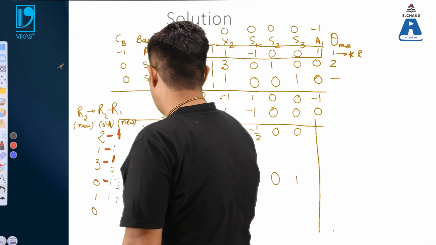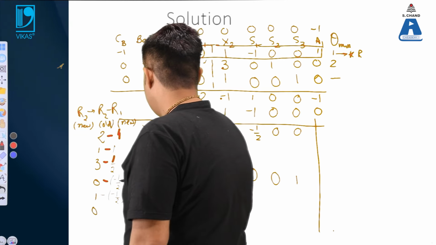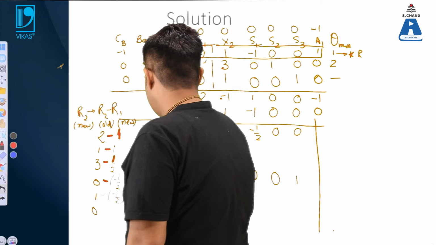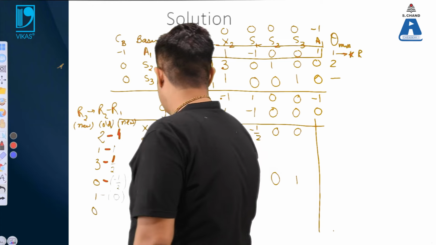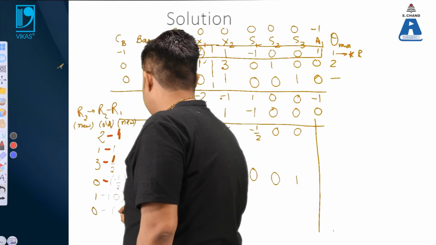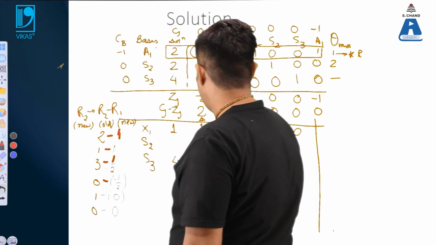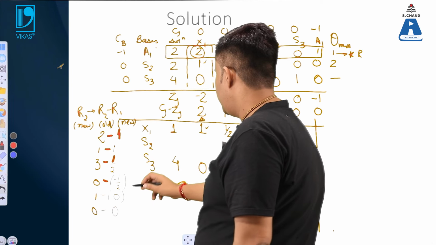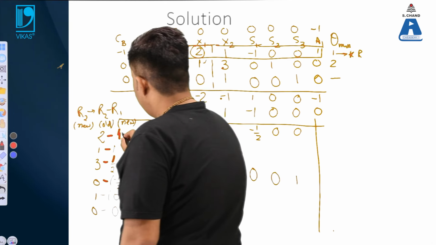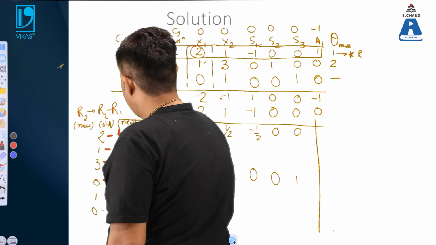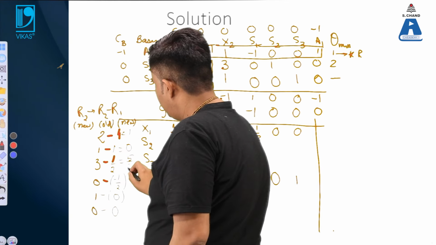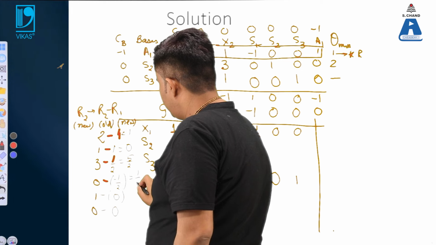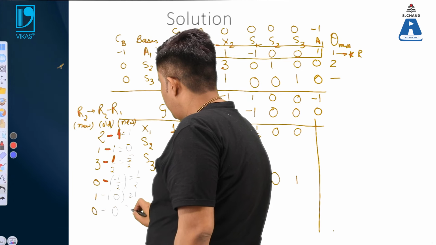So I have to write 1, 1, 1 by 2 and minus 1 by 2. This element is 0 and the next element is again 0. So this is 1, 1, 1 by 2, minus 1 by 2, 0 and 0. So 2 minus 1 is 1, 1 minus 1 is 0, 3 minus 1 by 2 is 5 by 2. This would be plus 1 by 2, this is 1 and this would be 0.